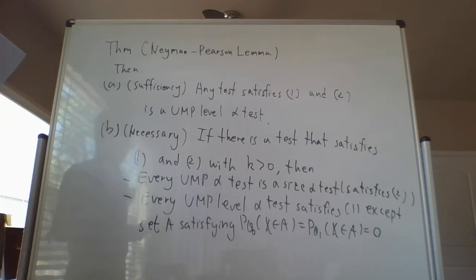So if we have a UMP level alpha test, what this necessarily means is that it satisfies condition 1 and condition 2. The proof is in the textbook, so I will not go through it here. For the proof, please look at the textbook.